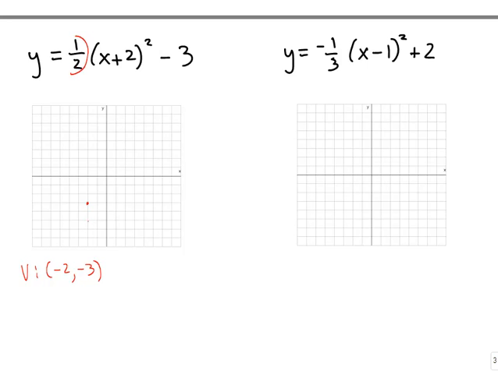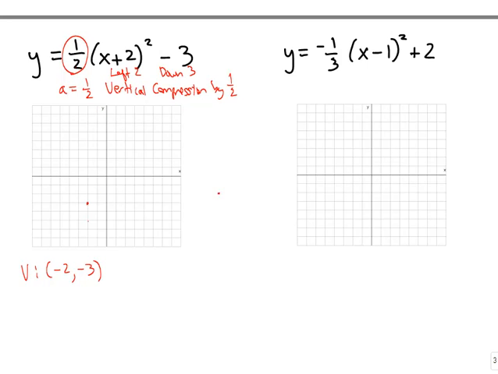Now this time our a is 1/2. That's a fraction, so this is going to be what's called a vertical compression by a factor of 1/2. The plus 2, remember, is shifting us left 2, and the minus 3 is shifting us down 3. So those are all of our different transformations. How does this vertical compression affect our graph? Well, the first thing you want to notice is that it's positive. It's a positive 1/2, so our parabola needs to be pointing upwards.